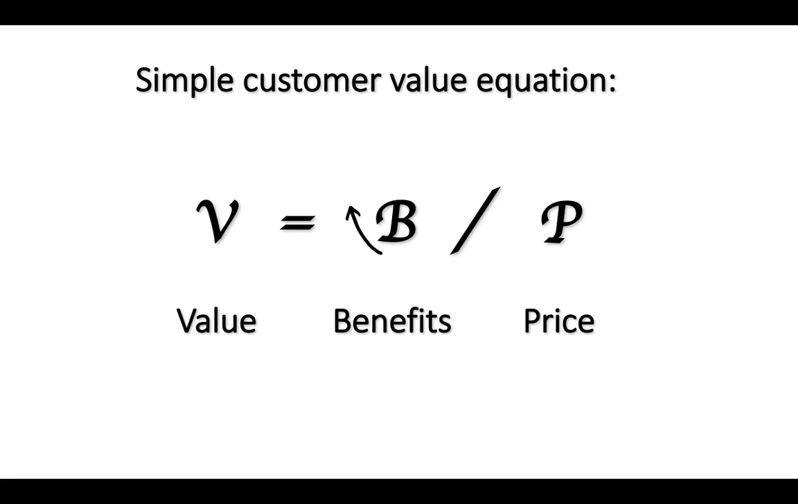So we can assume that if the benefits increase at a given price, then V will also increase. And in similar yet unfortunate fashion, if benefits were to decrease, we would witness a decrease in value from the customer perspective. And since price is the denominator, if it decreases, then value will increase. And of course, if we raise prices, value would decrease. You get the idea.